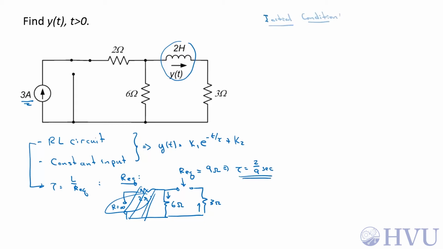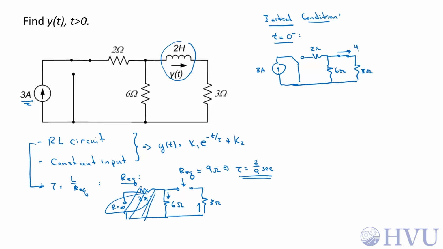Now let's find our initial condition. Initial conditions are always determined by invoking the fact that inductor currents can't change instantly and capacitor voltages can't change instantly. So we're going to look at the circuit just before this switch has moved. So at t equals 0 minus, the circuit looks like this. The 3 amp source is shorted across this switch. This goes to a 2 ohm resistor. This goes to a 6 ohm resistor. If the switch has been in this position for a long time, everything will become constant, and this inductor will look like a short circuit, and this is 3 ohms.